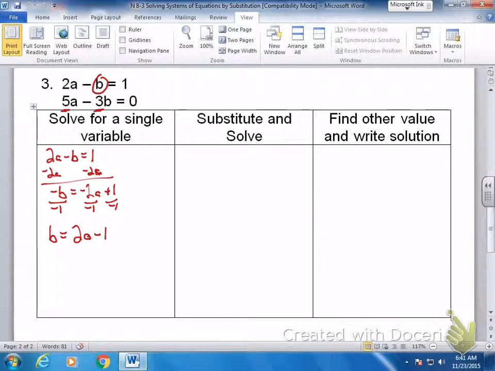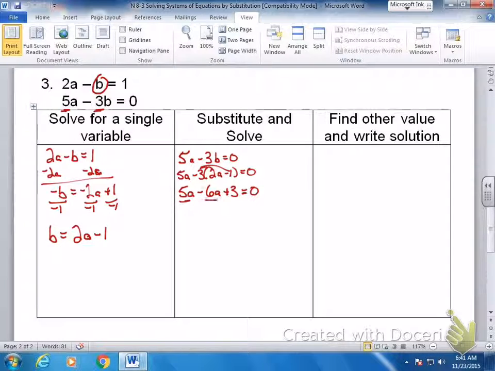Now we'll take our other equation, and we're going to plug in what we found for B. Our original equation was 5A minus 3B equals 0. So I'm going to rewrite it by replacing B. I have 5A minus 3 times (2A minus 1) equals 0. I'm going to go ahead and distribute my 3. I get 5A minus 6A plus 3 equals 0.